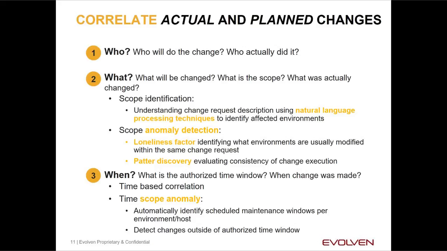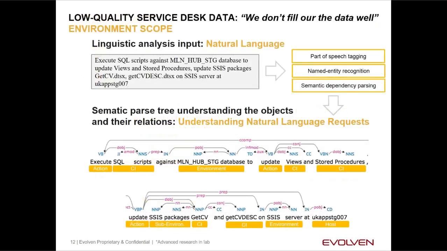So let's address the what, because that seems to be the biggest one that we hear from a lot of our customers: we're not real good. Now, this is a little complex, and I want to talk about it very quickly because I think it will help you understand where Evolving is going and the power of our analytics. Low quality service data basically means we don't fill our data out very well. We're not good. So how can Evolving still help us?